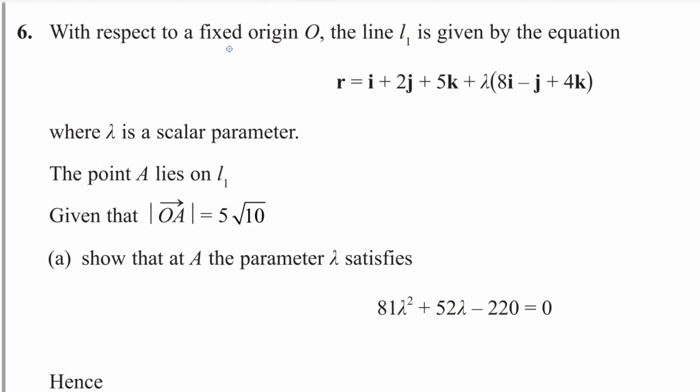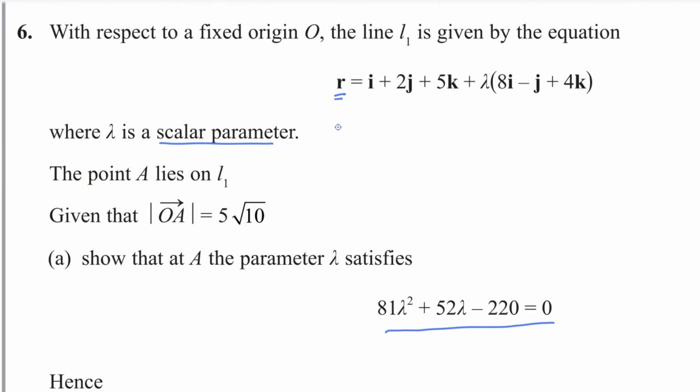With respect to a fixed origin O, the line L1 is given by the equation r equals i plus 2j plus 5k plus lambda into 8i minus j plus 4k, where lambda is the scalar parameter. The point A lies on line L1. Given that the magnitude of vector OA is 5 square root 10, first part: show that at A the parameter lambda satisfies this equation, 81 lambda squared plus 52 lambda minus 220 equals 0. This is the first part.